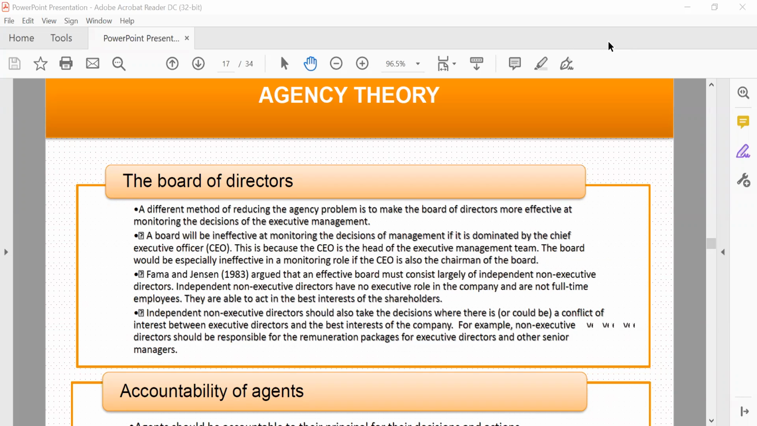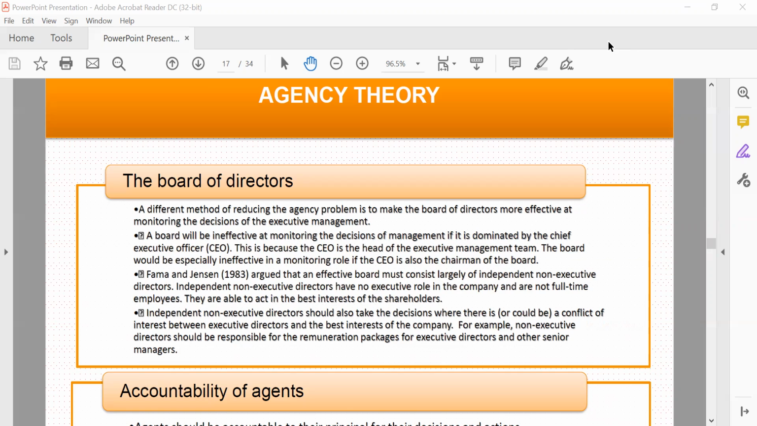We'll be talking extensively about corporate governance, and one of the key issues around corporate governance is agency theory. So it's important to understand that. We talked about the different ways of reducing the agency problem. Today, let's dive into some extra methods of reducing the agency problem.